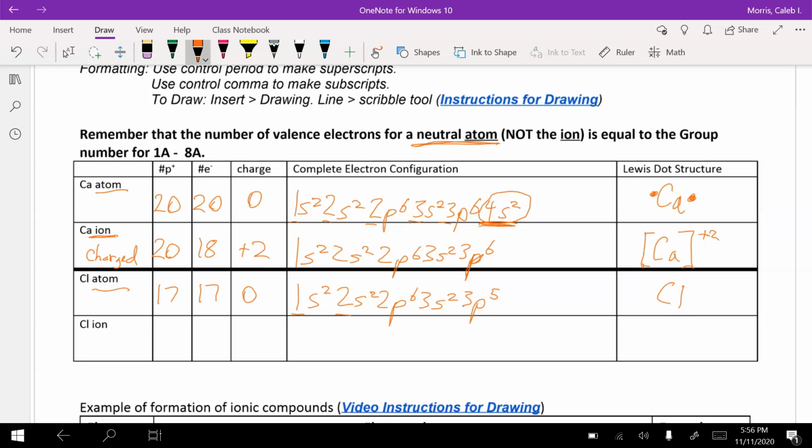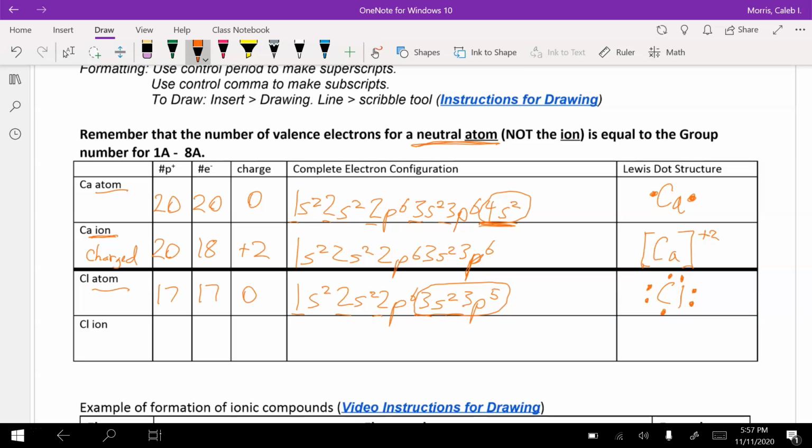I've got 1, 2, 2, and then I have 3 and 3. I see 3 twice. So all of the electrons in the 3rd energy level are valence electrons. I have 2 and 5. 2 plus 5 gives me 7, so I need to draw 7 dots. 1, 2, 3, 4, 5, 6, and then 7.